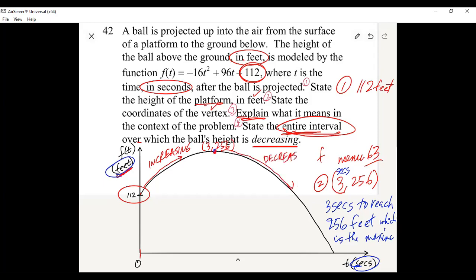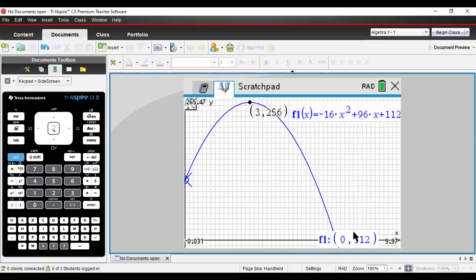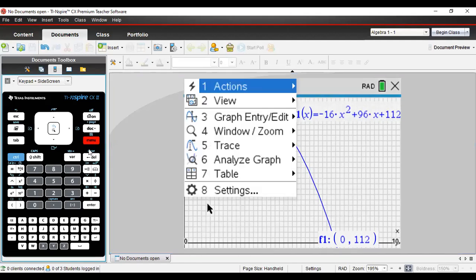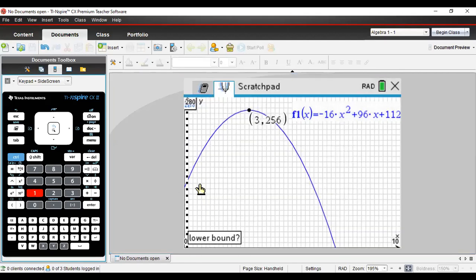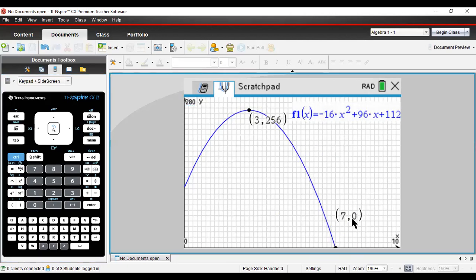Now, how long does it decrease? It starts decreasing at 3. The question is, how long does it go before it hits the ground? So basically what we need to find is the 0. So now we can go back to the calculator. The last thing that we need is a 0. So I'm going to go menu 61. I'm going to start over here and pull it past. And it says the 0 is 7. So it took 7 seconds for the ball to hit the ground.